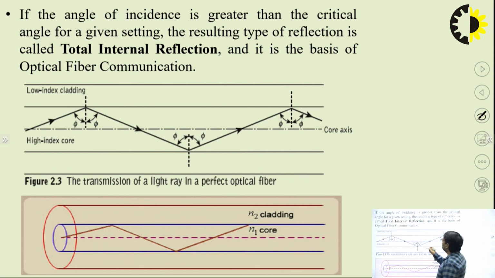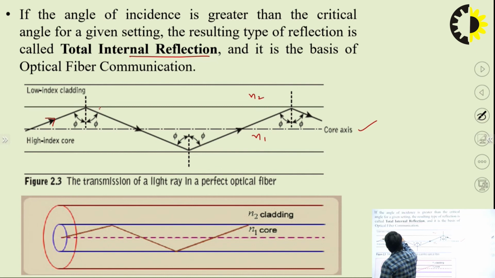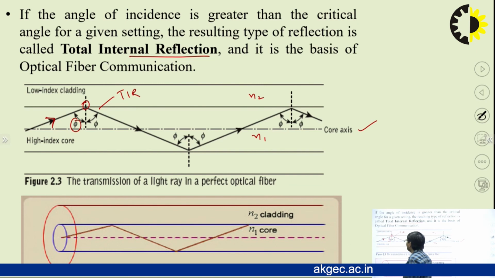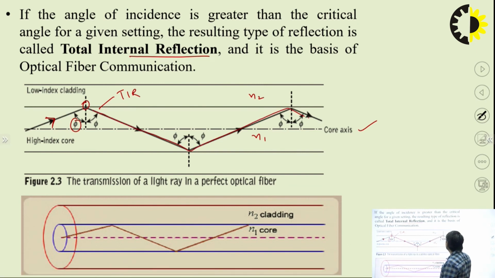Here we have shown the total internal reflection through the propagation of light inside the optical fiber cable. Here we have the core and here we have the cladding, and light is propagating with total internal reflection, TIR, from this core cladding interface. This light is making an angle greater than the critical angle, so through multiple reflections from the core cladding interface, the light will propagate through the fiber.